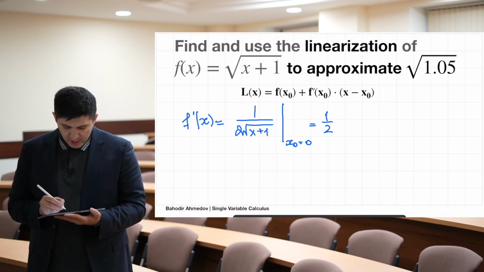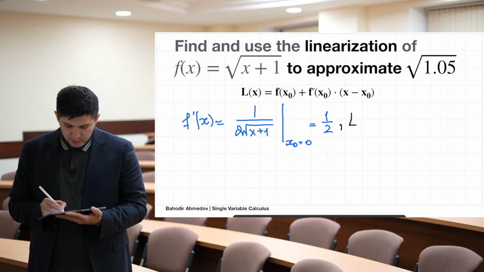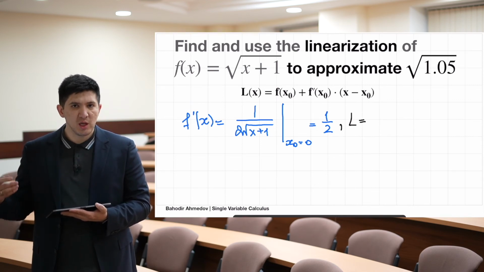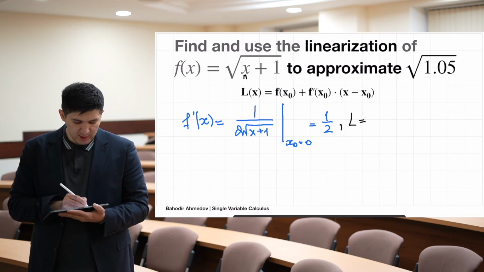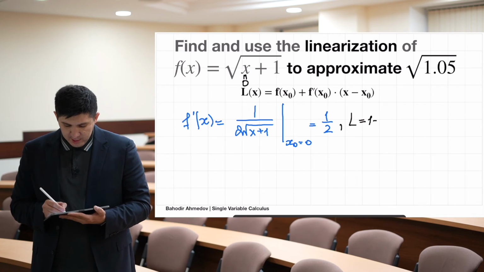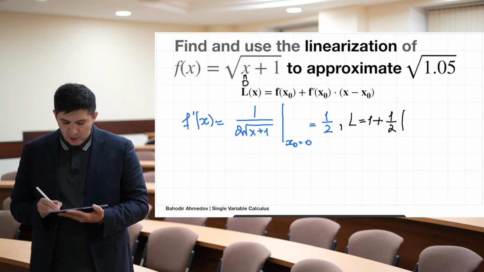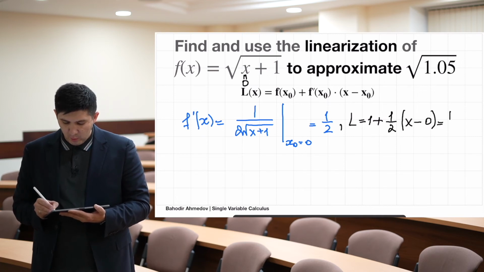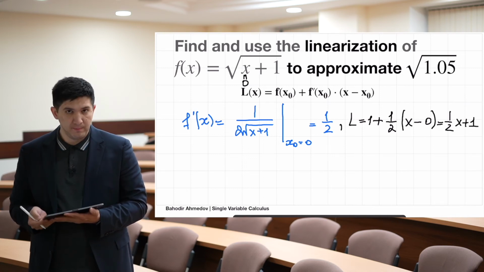So the linearization is going to be equal to f of x0. What is the value of the function if x is equal to 0? It is equal to 1, plus f prime of x0, which is 1 over 2, times x minus x0, which is 0. Well, it's going to be simply 1 over 2 x plus 1.